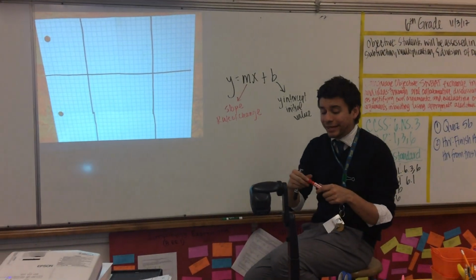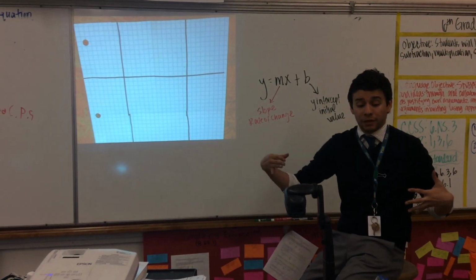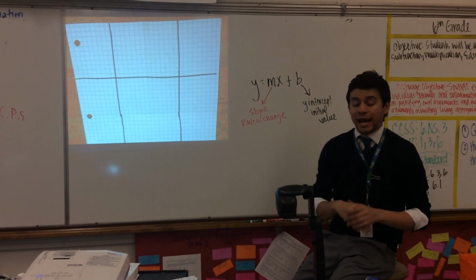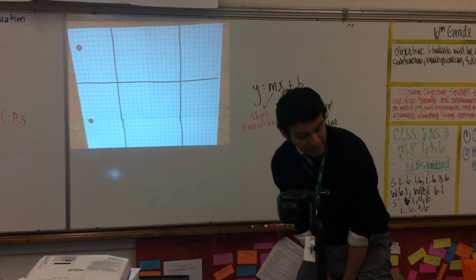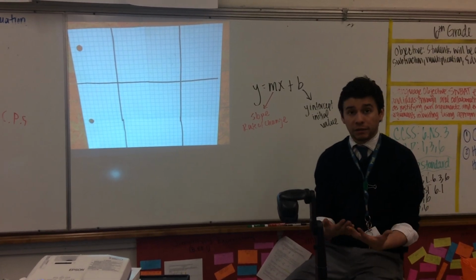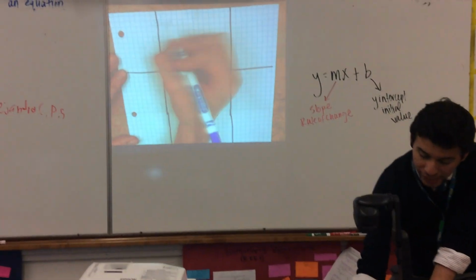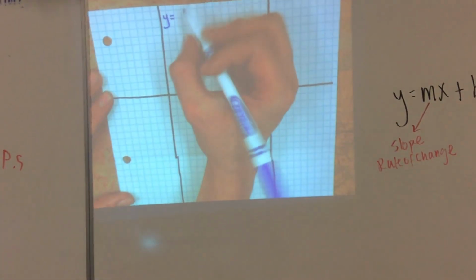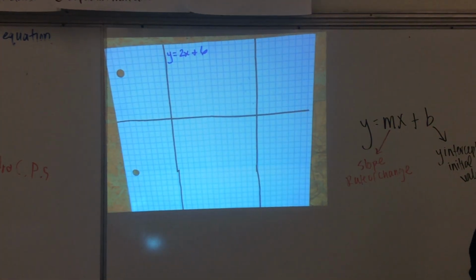Now what's going to happen today is I'm going to give you the equation of the line, and I want you to draw the line for me. Last week, I gave you the line, and you had to create the equation. Now today, I'm actually going to give you the equation of the line, and you have to draw the line. So let's go over the first example. We have y equals 2x plus 6. So I want you to graph this, okay?